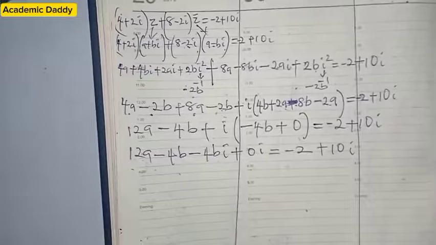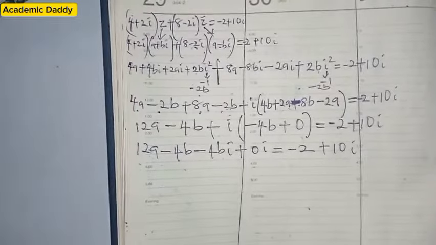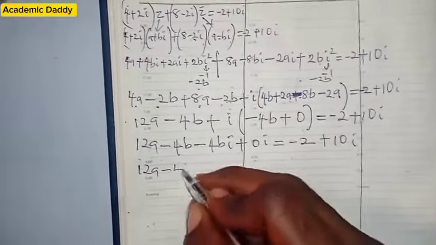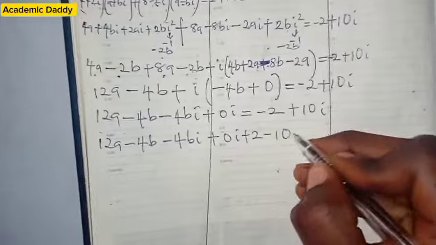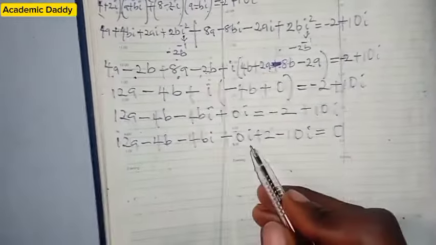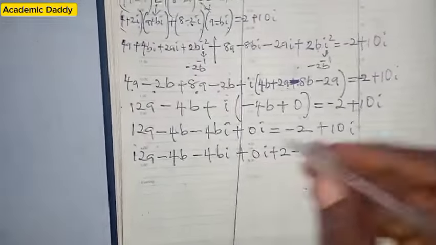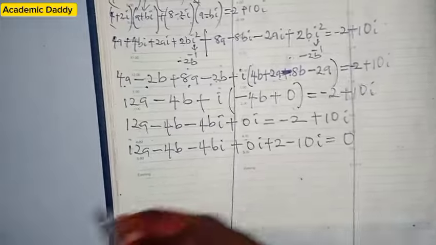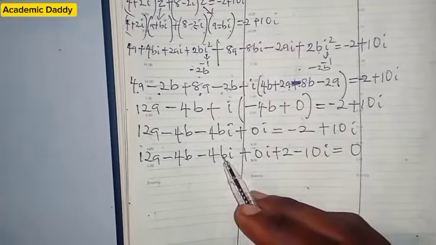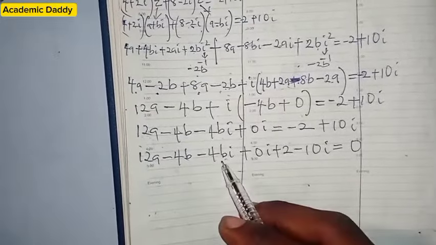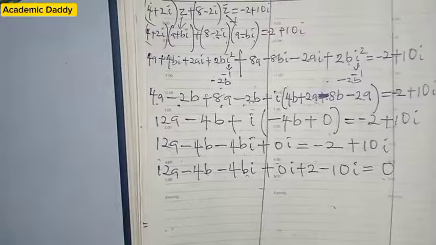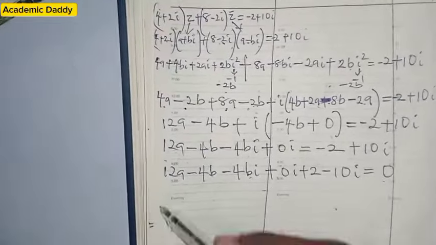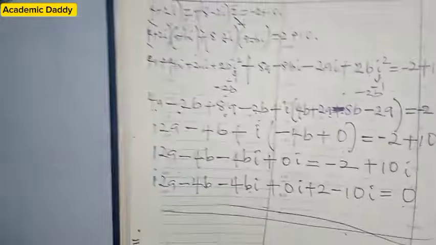All right, so at this junction we can compare, or we can choose to do this. 12a minus 4b minus 4bi plus 0i plus 2 minus 10i is equals to 0. So let's add up. So we can stop at this. This is it. All right, let's go to the next question.